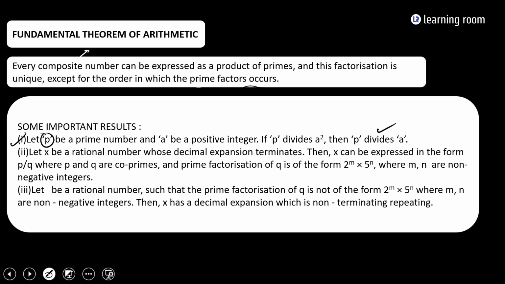Next is, if x is a rational number whose decimal expansion terminates, then what can you do to that number? Then x can be expressed in the form p/q, where p and q are co-primes.